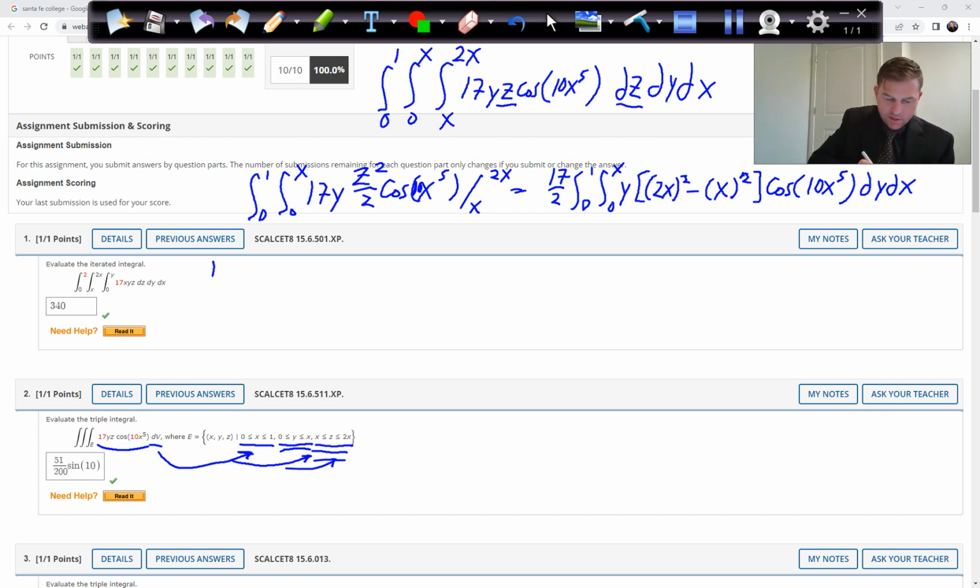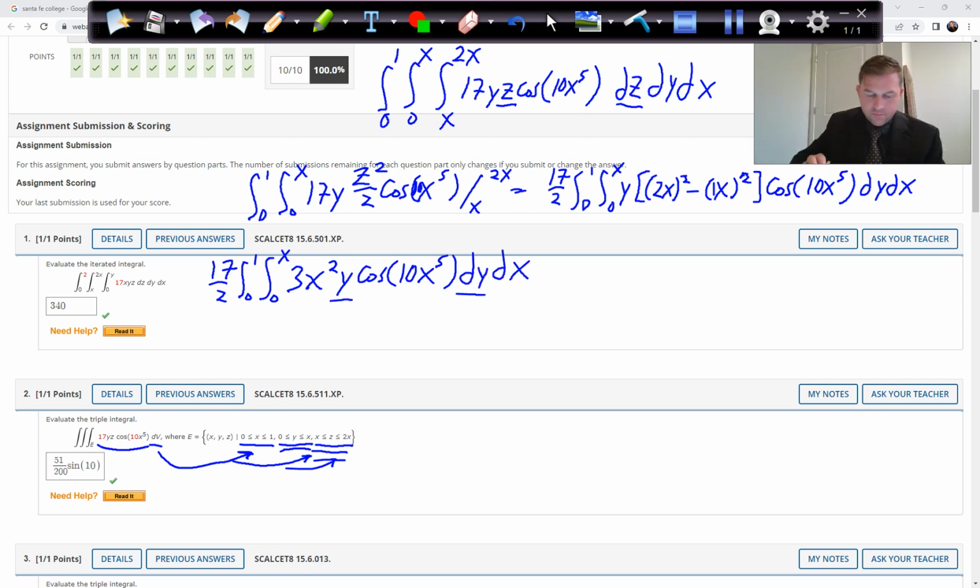Well, this is going to give us 17 over 2, 0 to 1, 0 to x, and we're going to get 4x squared minus 1x squared, which is going to be 3x squared times y, times cosine of 10x to the 5th. And now we're doing with respect to y. So this 3 can come out again, and that's going to make it 51. So this is going to equal 51 over 2, 0 to 1.